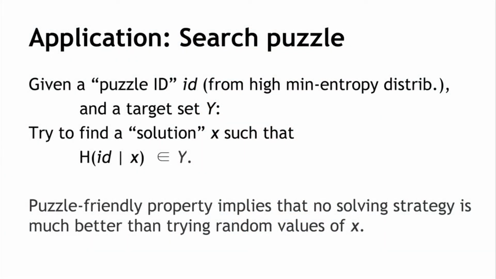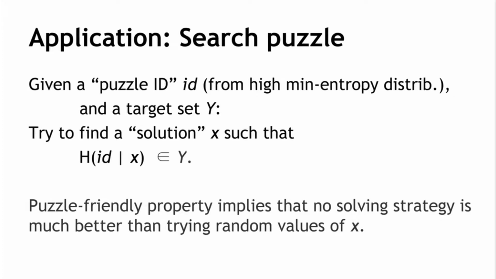To be more specific, the idea is that we're given a puzzle ID, which is chosen from some high min-entropy distribution, that is, some very spread out probability distribution, and we're given a target set y, which someone wants to make the hash function fall into. Then we want to find a solution x, so that if we hash the puzzle ID together with the solution x, we get a result that's in the set y.